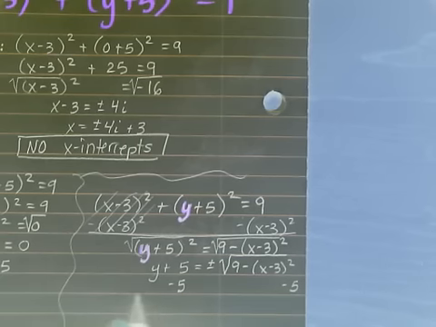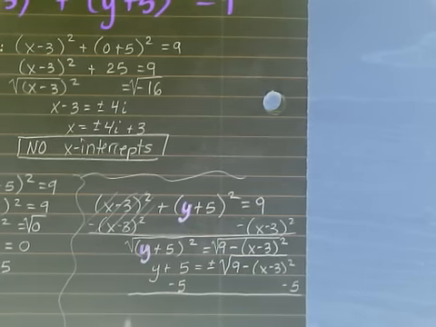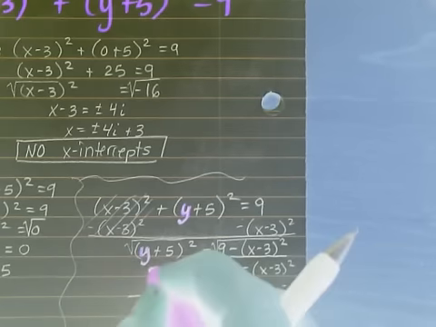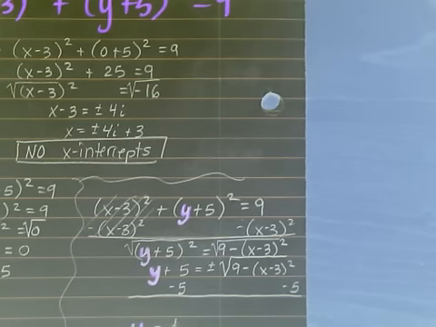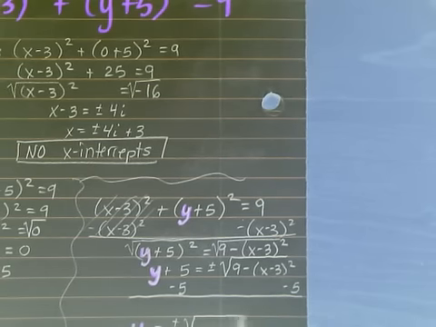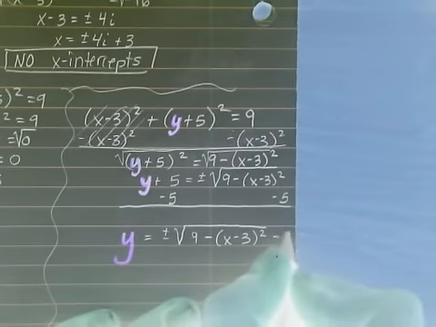But when I subtract 5, it's the last step I'm doing, so it's going to have to go outside the radical. So again, here's the y we're trying to get. Finally, y's by itself. We get plus or minus the square root of this entire expression, 9 minus (x minus 3) squared. And then outside of the radical, we have our minus 5.